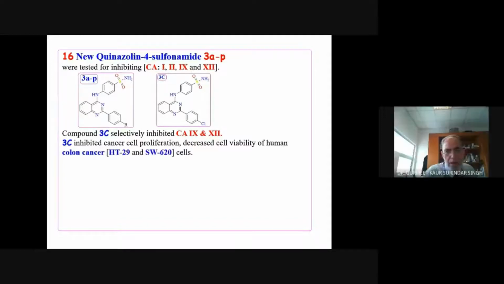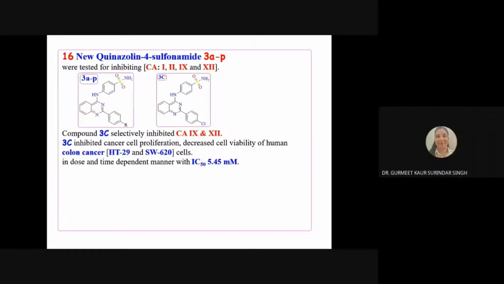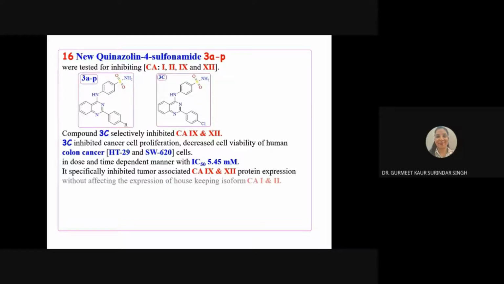We used 2 colorectal cancer cells, and we found that both of them, or mainly 3C, was able to inhibit the cell viability in a dose and time dependent manner at a concentration of 5.45 micromolar. It also specifically inhibited tumor-associated CA9 and CA12 protein expression, the protein itself, without affecting the expression of CA1 and 2. And it also induces apoptosis.